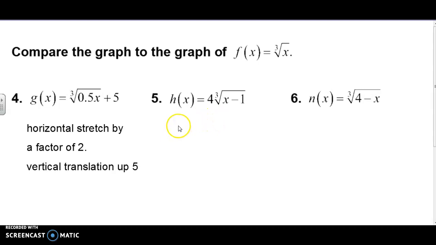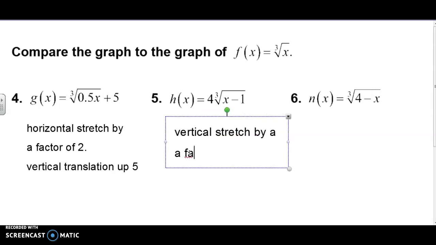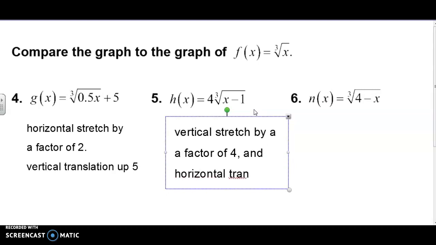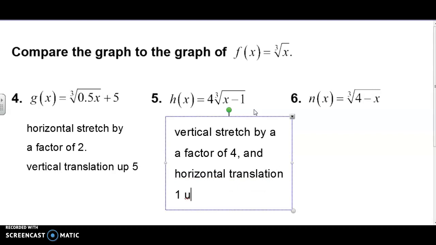For this one, we're multiplying by 4 in front. So if we're multiplying by 4 in the front, that's going to be a vertical. Now, is this a stretch or shrink? Well, the factor for vertical is exactly what you see. So the factor is 4, which is greater than 1. So it's a vertical stretch by a factor of 4. And we're subtracting 1 on the inside, so it is a horizontal translation, 1 unit right.